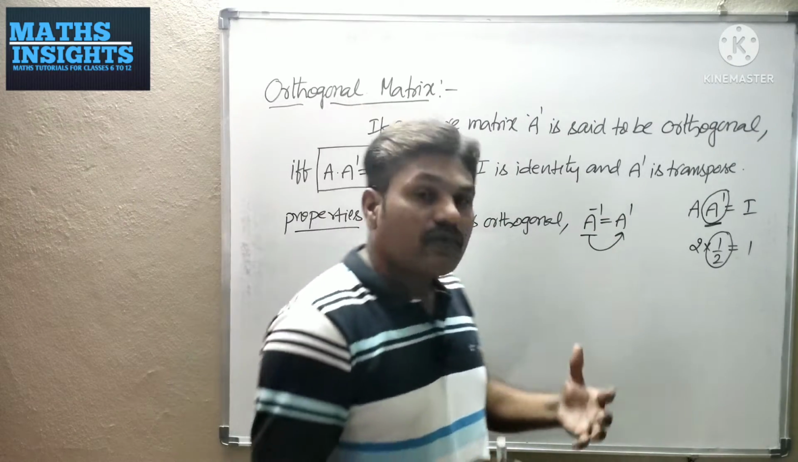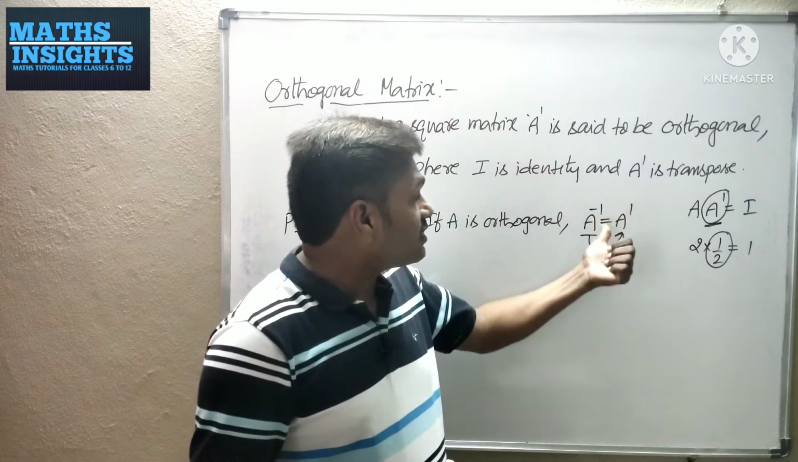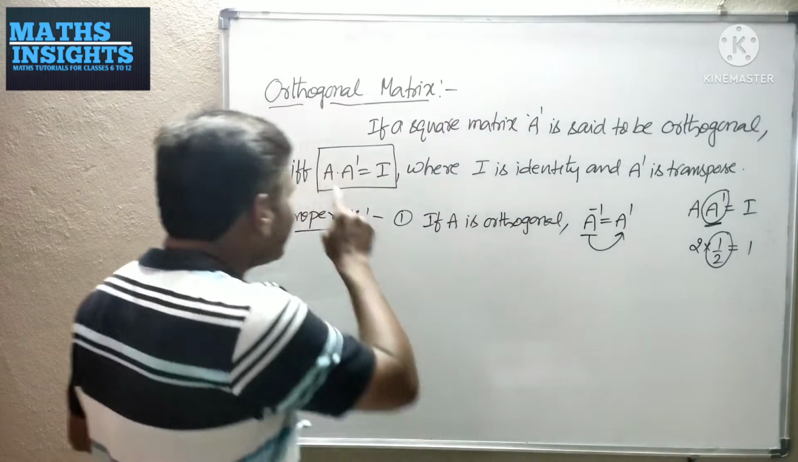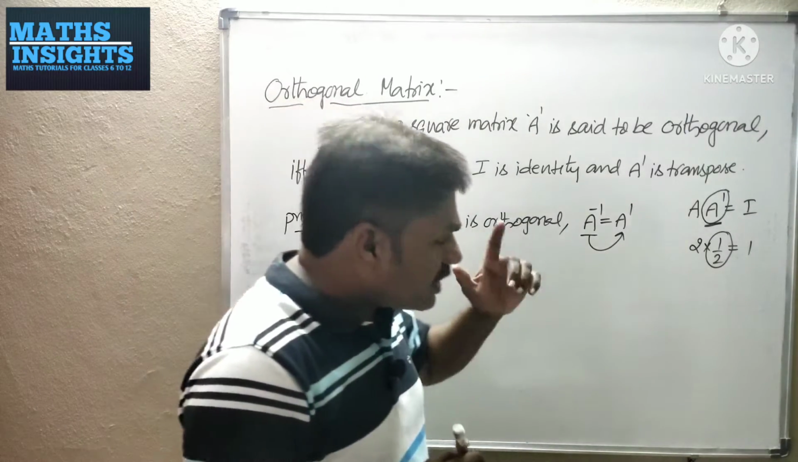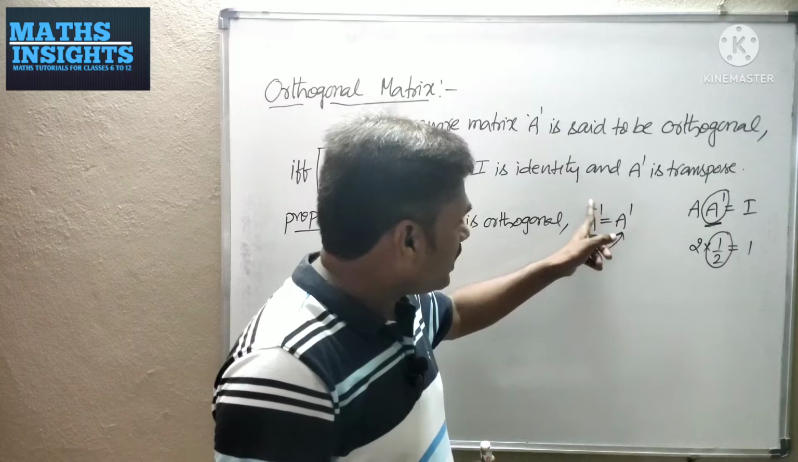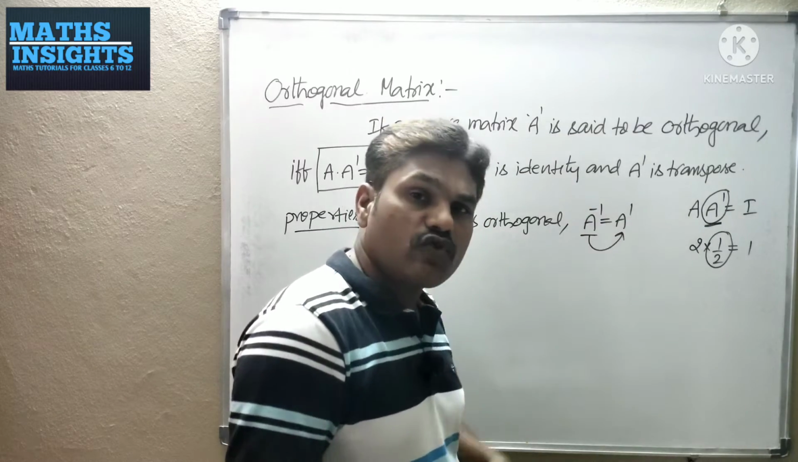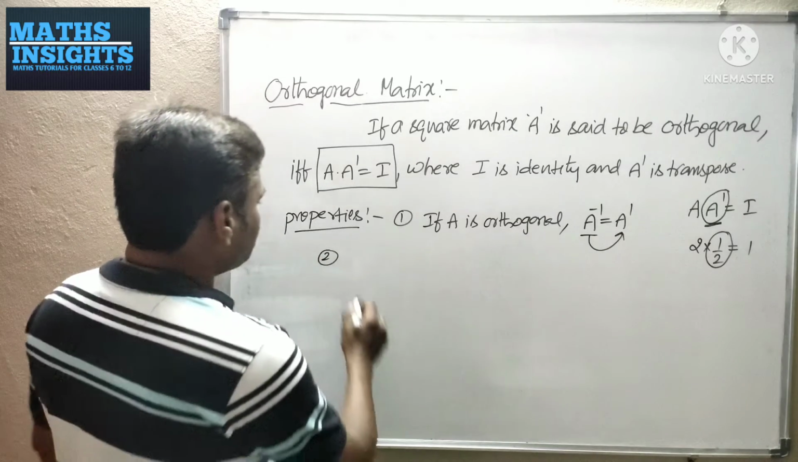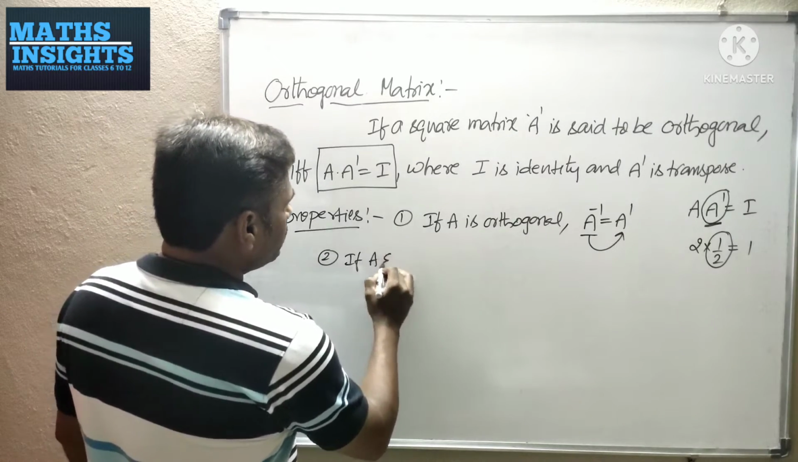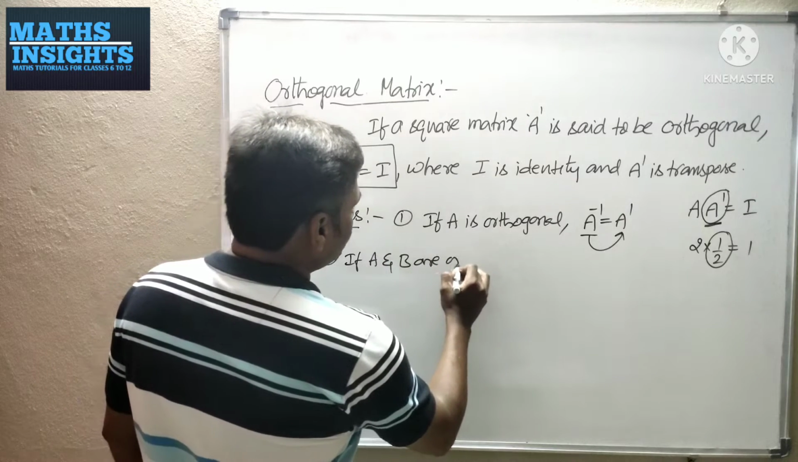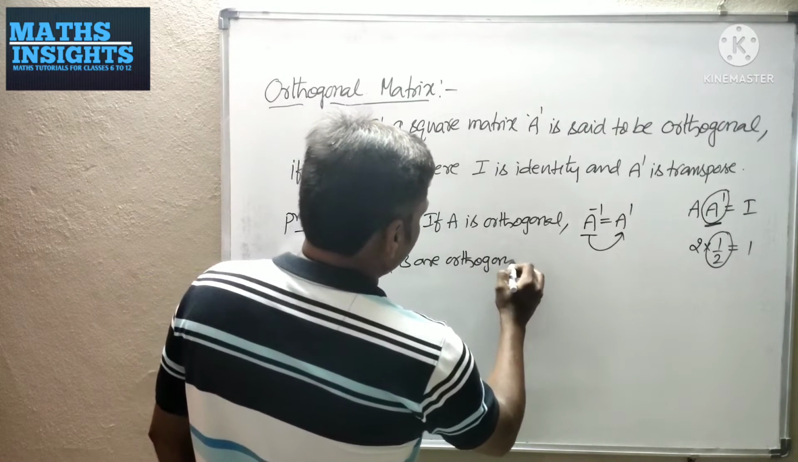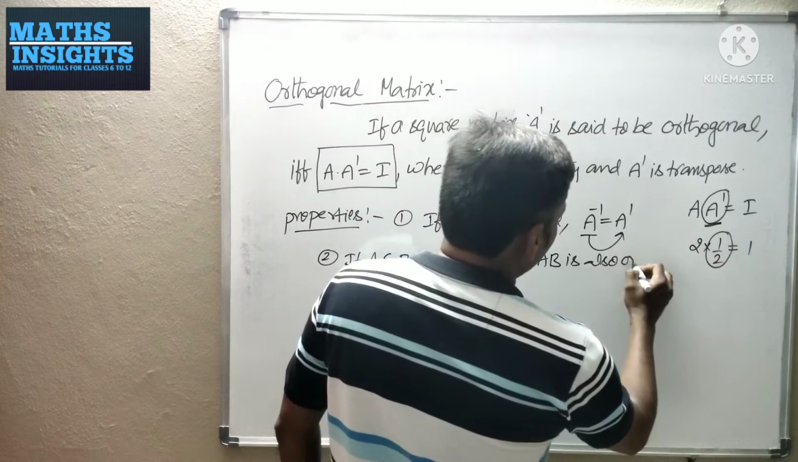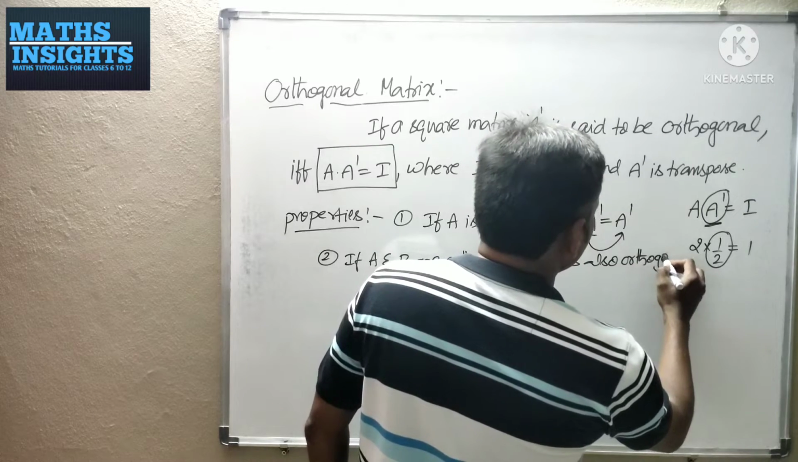Sometimes you may face a question that if A inverse is equal to A dash, then what type of matrix is it called. You may not get this direct definition. So keep in your mind, if A inverse is equal to A dash, then that is said to be an orthogonal matrix. Property number 2 says, if A and B are orthogonal, then A into B is also an orthogonal matrix.